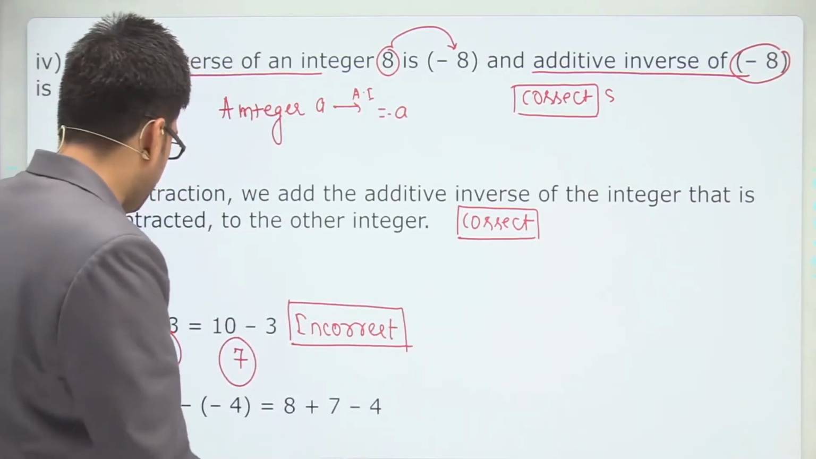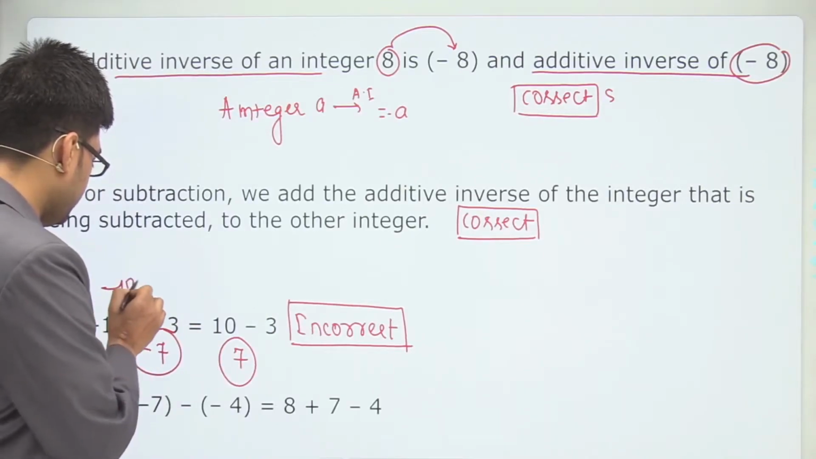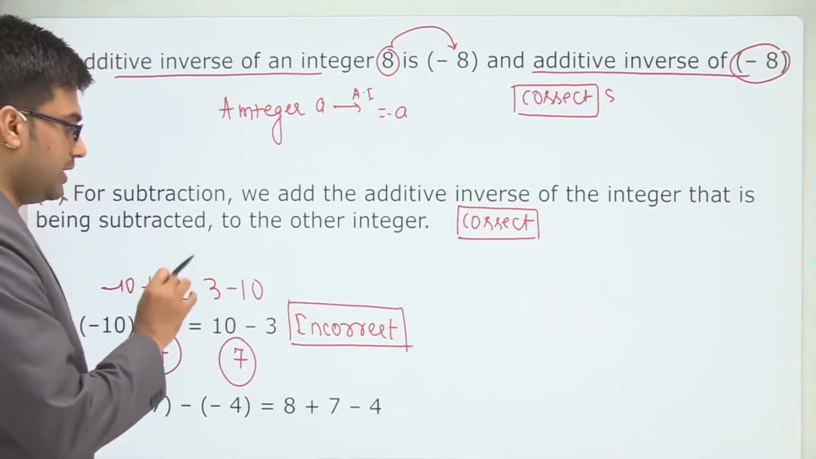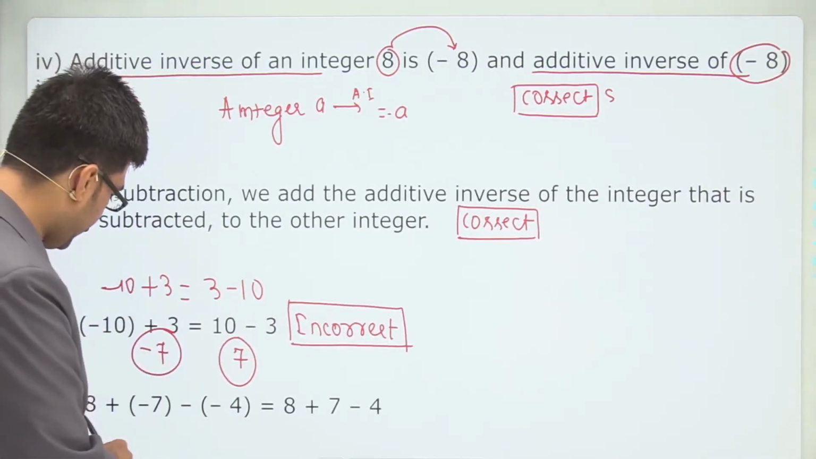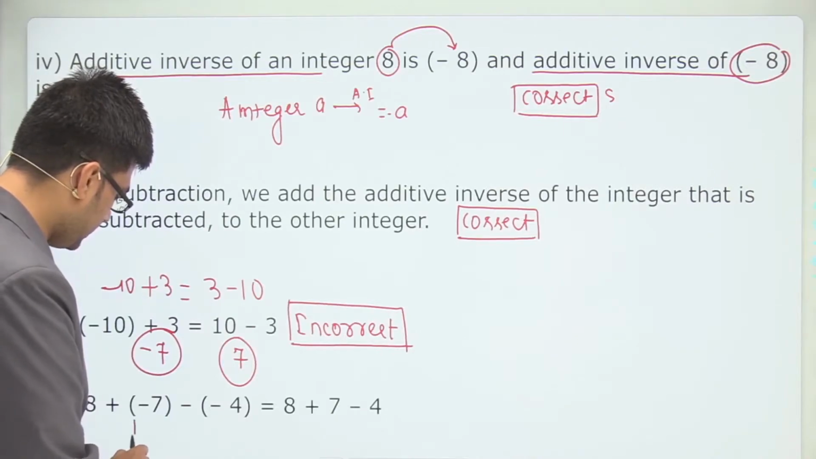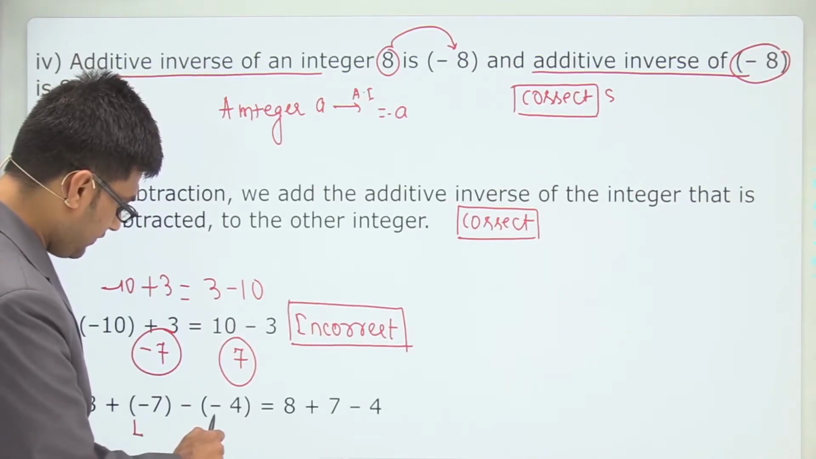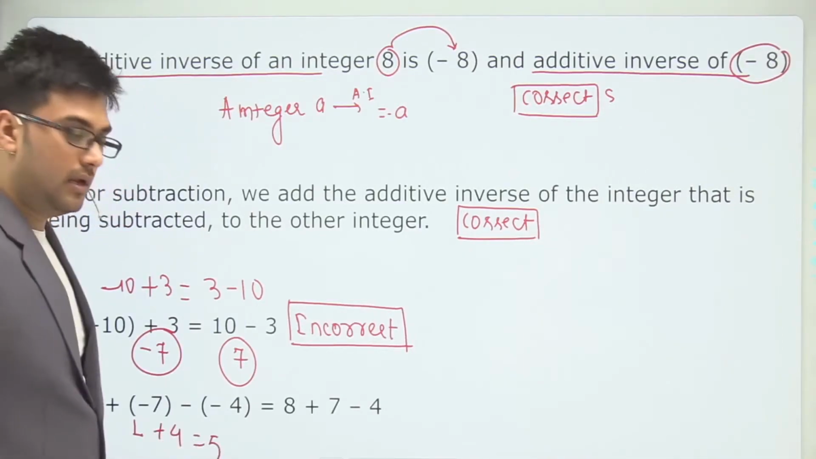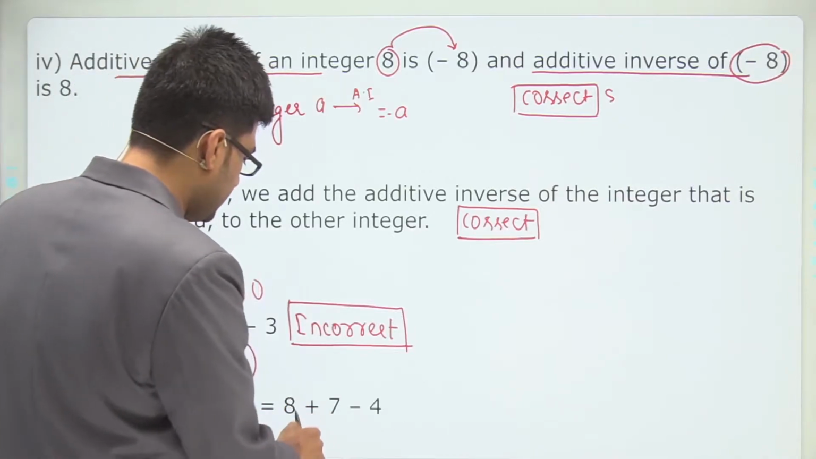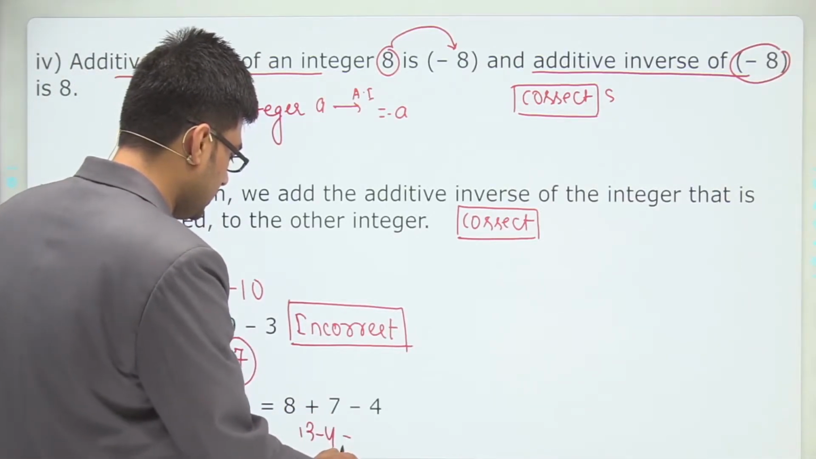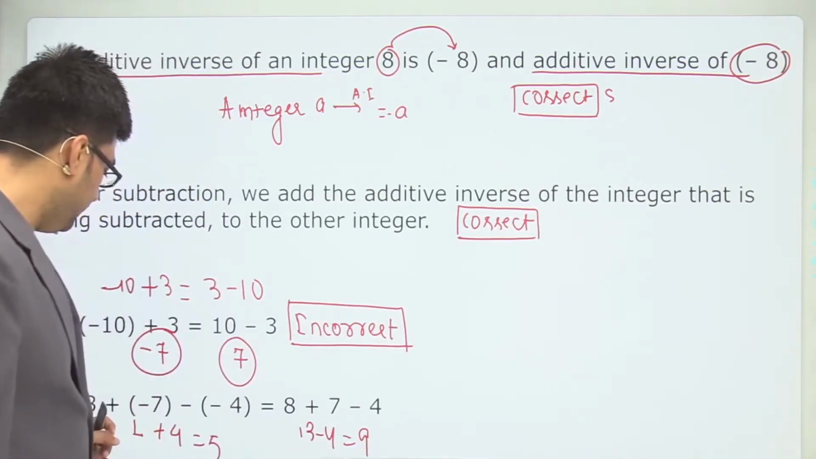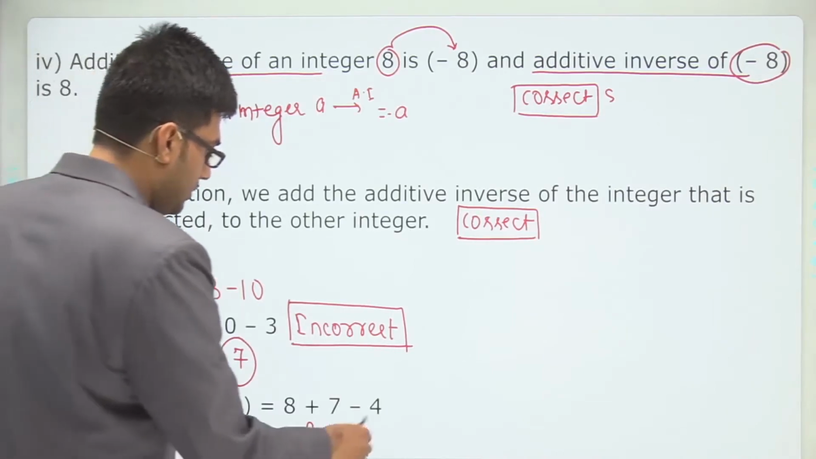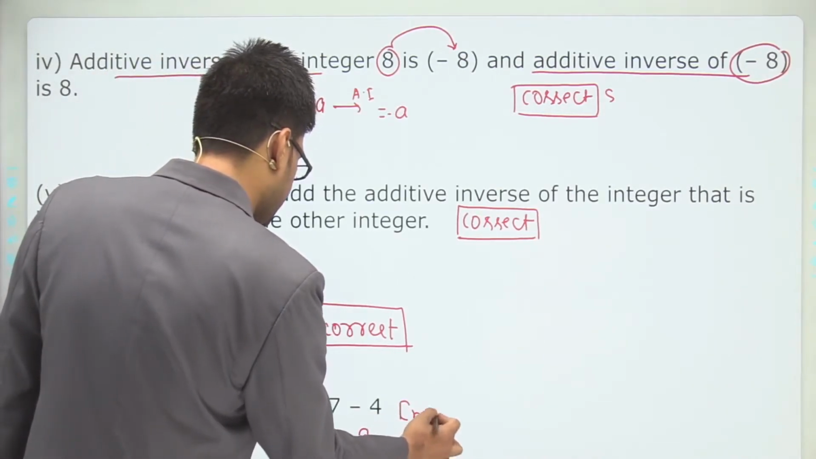Clear? We can write it as minus 10 plus 3 is equal to 3 minus 10. Now these two are equal. Clear? Now 8 minus 7 is 1, and minus minus becomes plus, so it is plus 4, that is equal to 5. And here, 8 plus 7 is 13, 13 minus 4 is 9. So here we get 5 and here we get 9. So these two are not equal. So this is also incorrect.